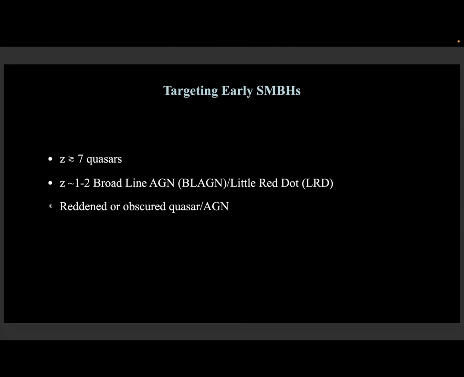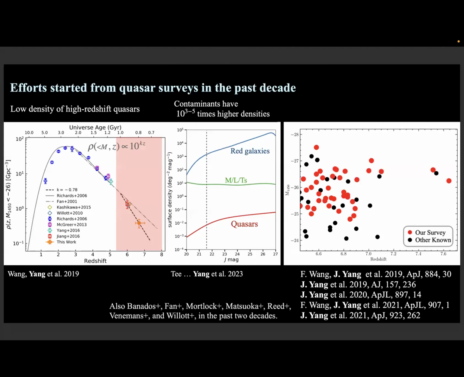The first is redshift 7 quasars and above. The second one is not about redshift, but it will provide us valuable information about early supermassive black holes, so I'll talk about that later. And the first one, redshift 7 quasars.